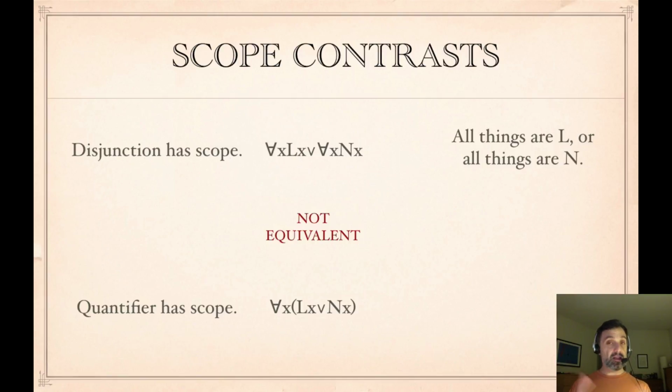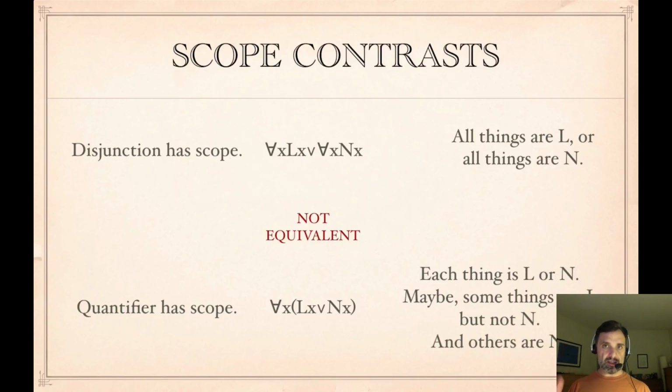And remember that it's an inclusive or, so maybe they're both true, and everything is in the category of both L and N. But it definitely takes all of the things, and they're in at least one of those two categories. There's a category, and all of the things are in that category. This says each thing is L or N. So I'm L or N, and you're L or N.